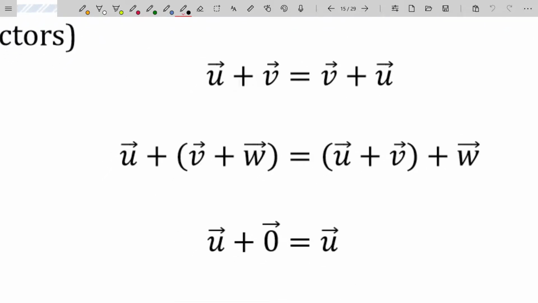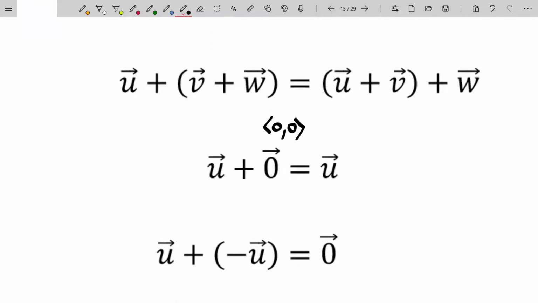The third one there, the additive identity, that is also an axiom. In arithmetic, a plus 0 is just a. In vector arithmetic, the vector u plus the 0 vector, which is a vector full of zeros, so it looks like this in 2 dimensions, is just going to return the original vector u. So that's the additive identity.